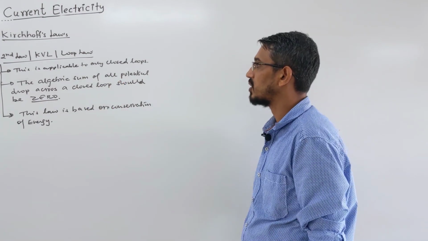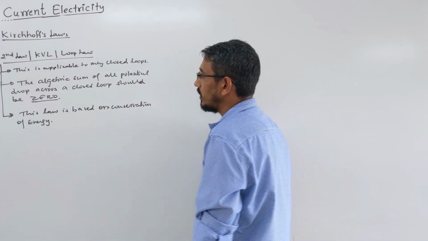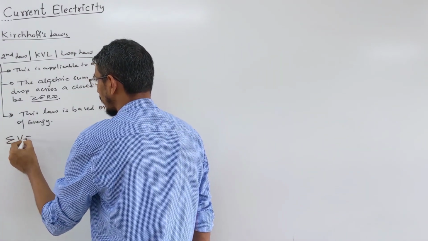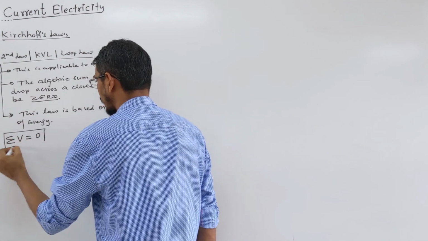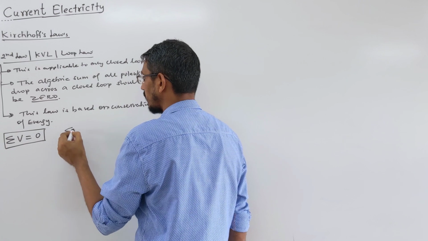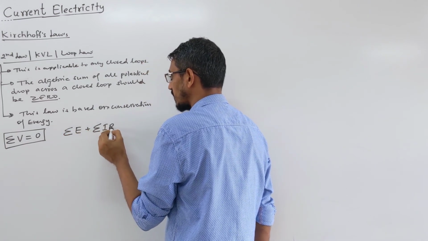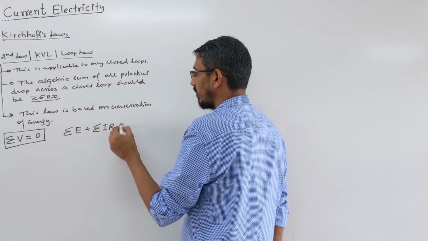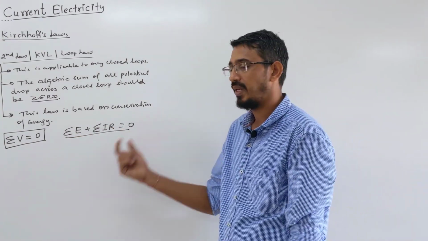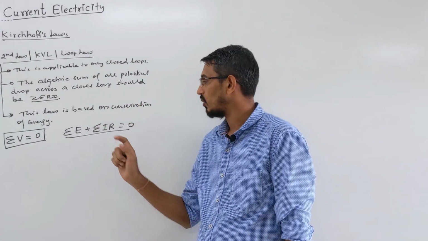So the second law is based upon conservation of energy simply. Now, what do you say mathematically? The net voltage drop in a closed loop should be 0. We have just two elements: a battery and a resistance. So the net EMF of the battery plus the net voltage drop across the resistance, that is IR, should be equal to 0. So net voltage drop in any closed loop is always what?